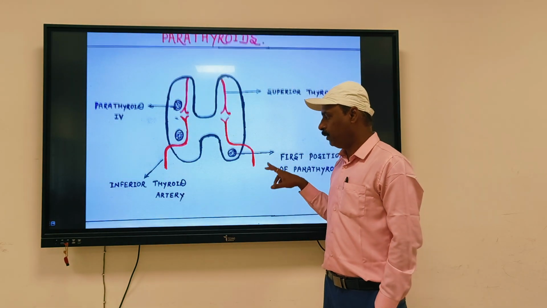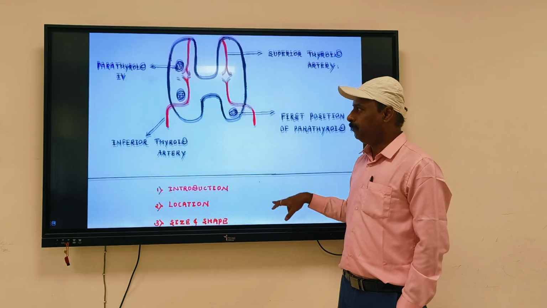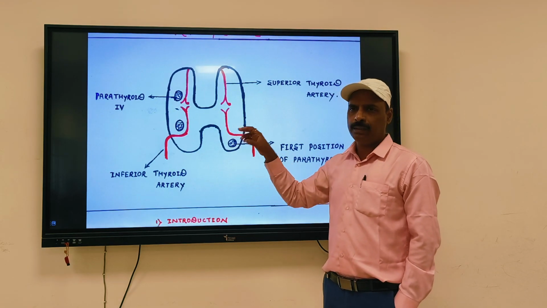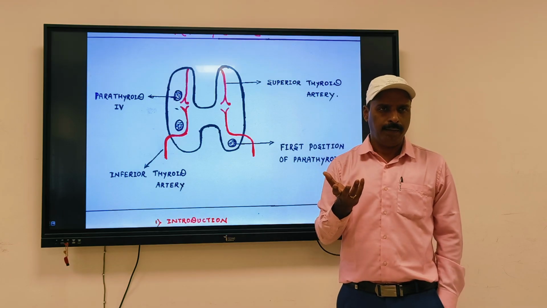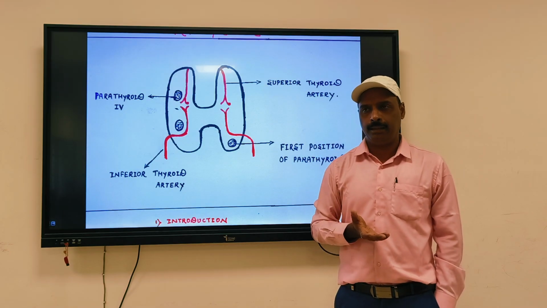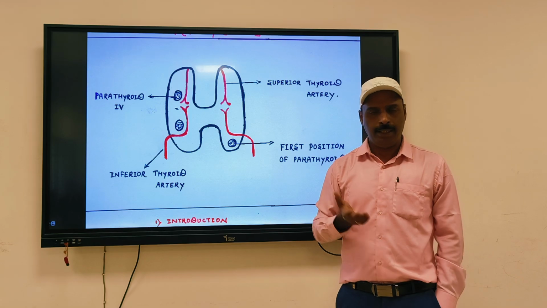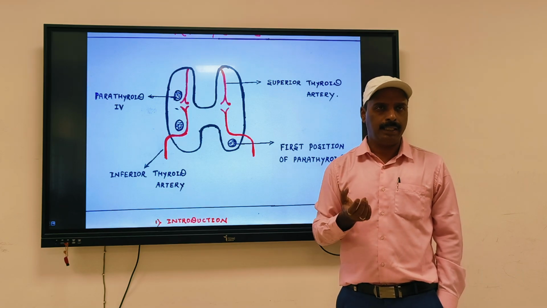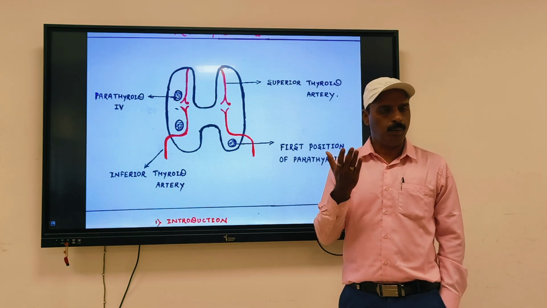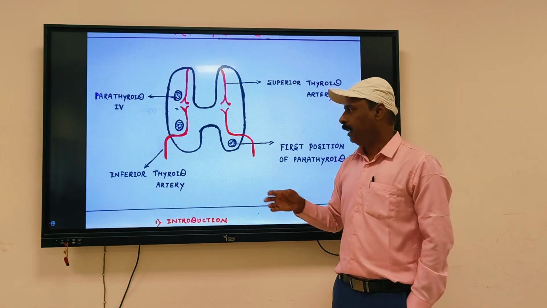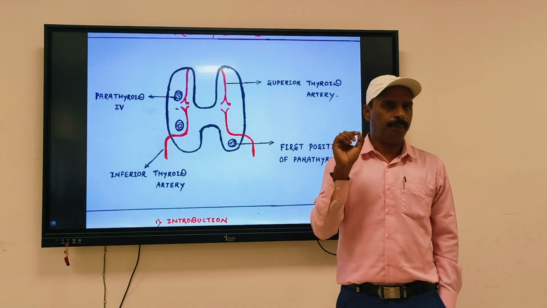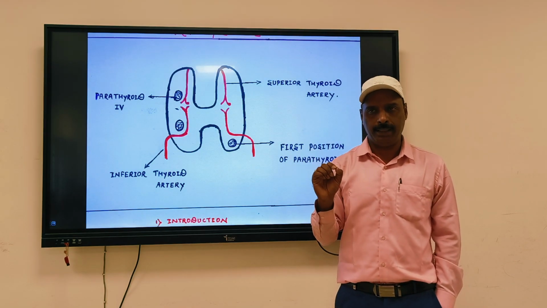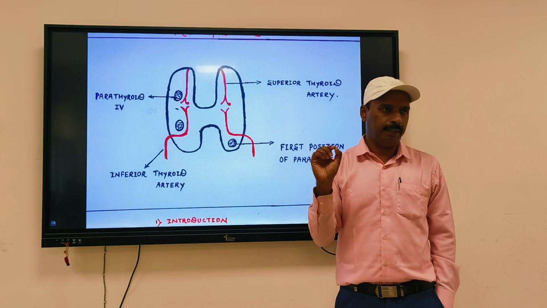Then next, when you go to the size and shape, I have already told you this is a very small oval body. It is oval in shape, and peanut in size. Very small, peanut in size, and oval in shape, and this will be measuring about 6 millimeters by 4 millimeters by 2 millimeters: length, breadth and width.